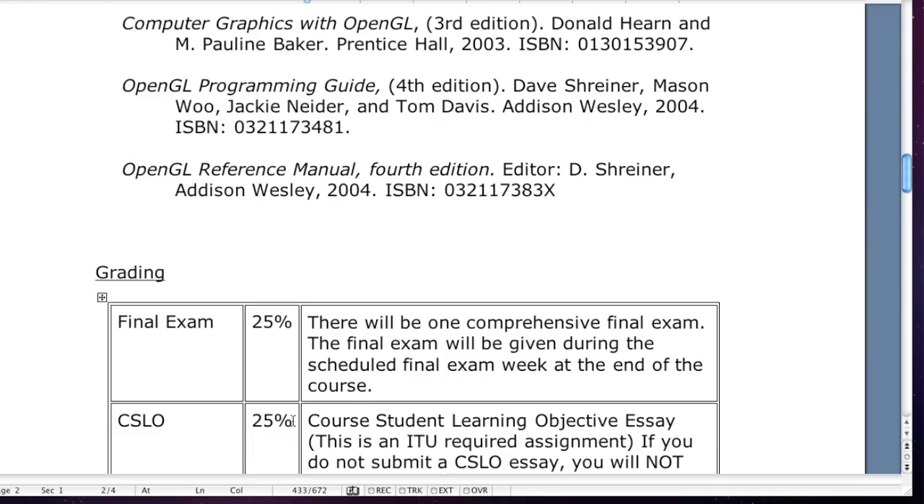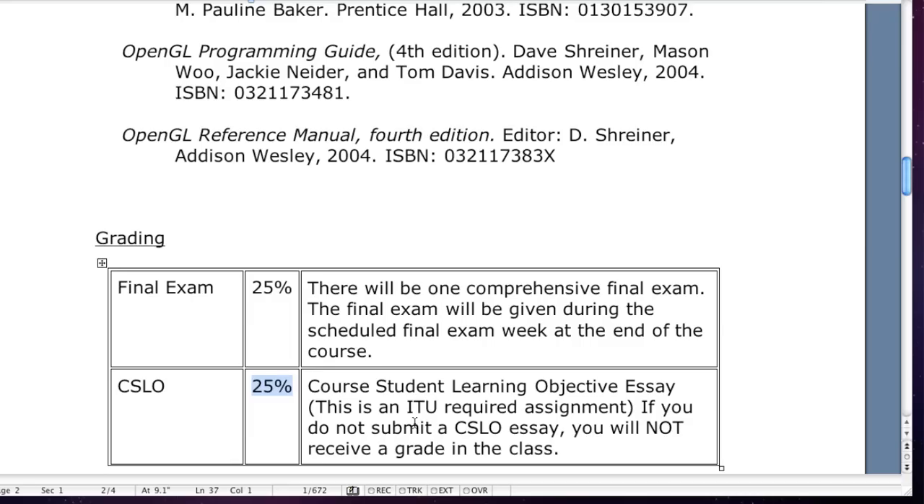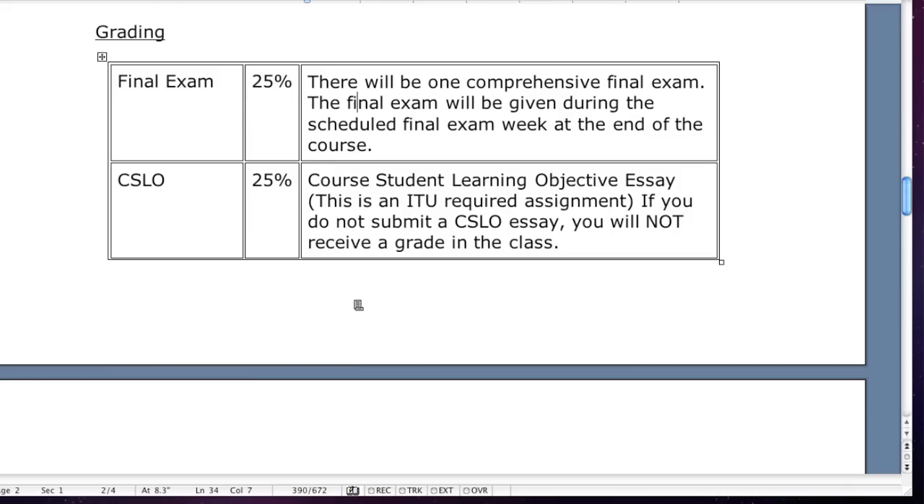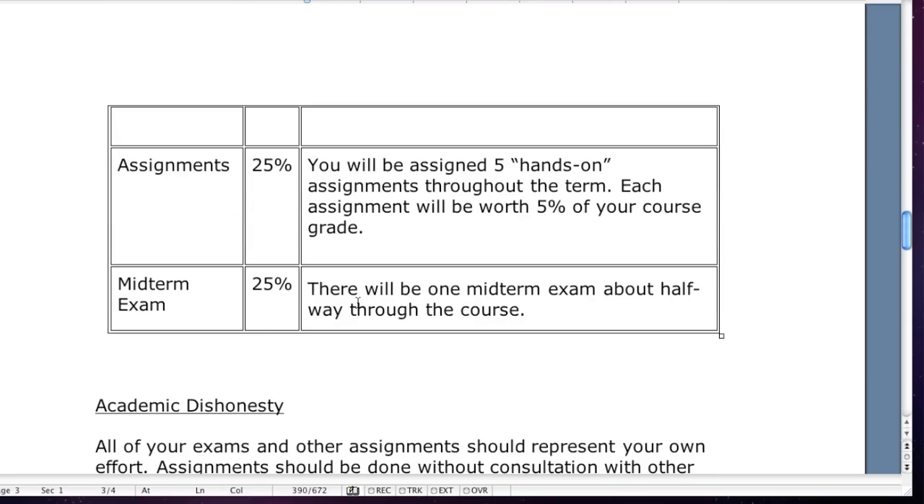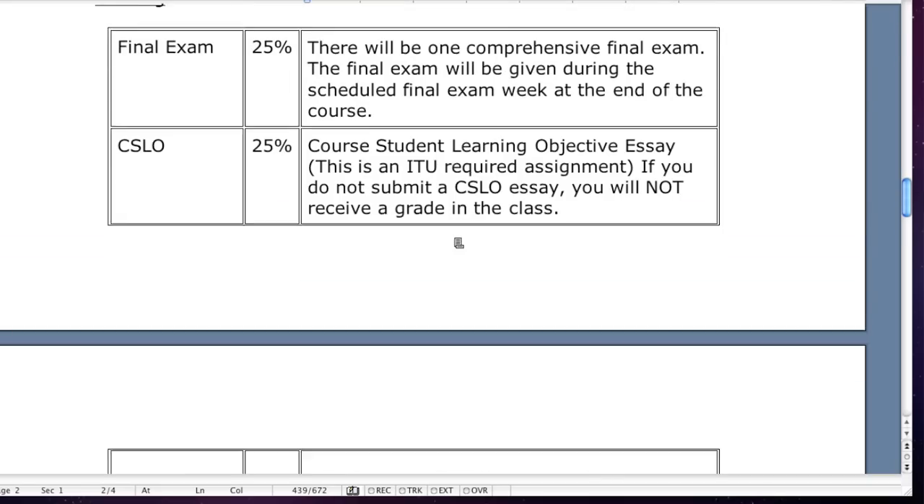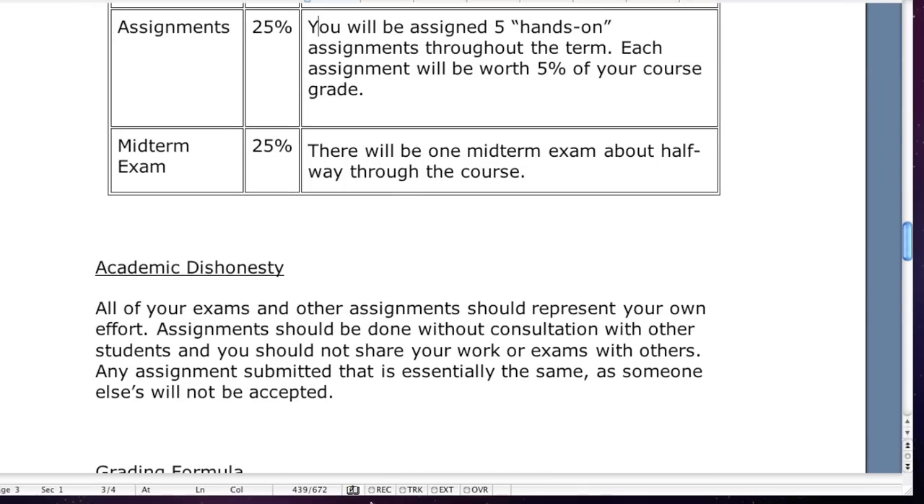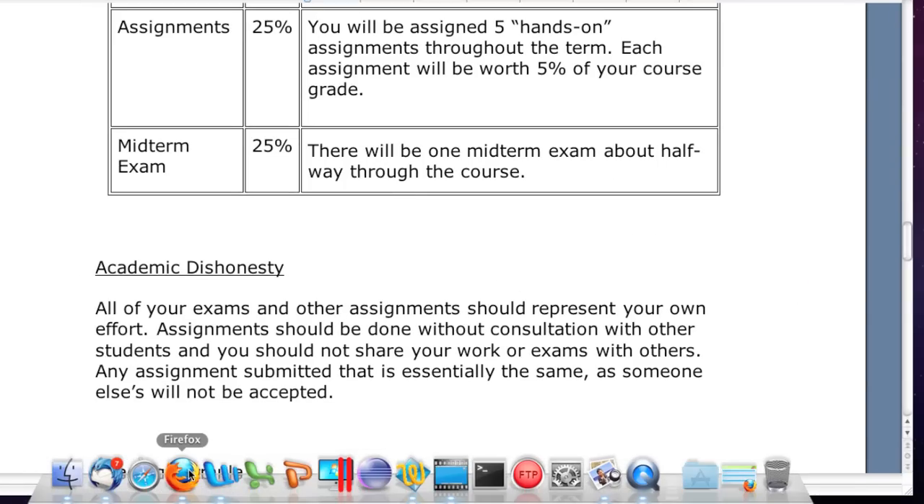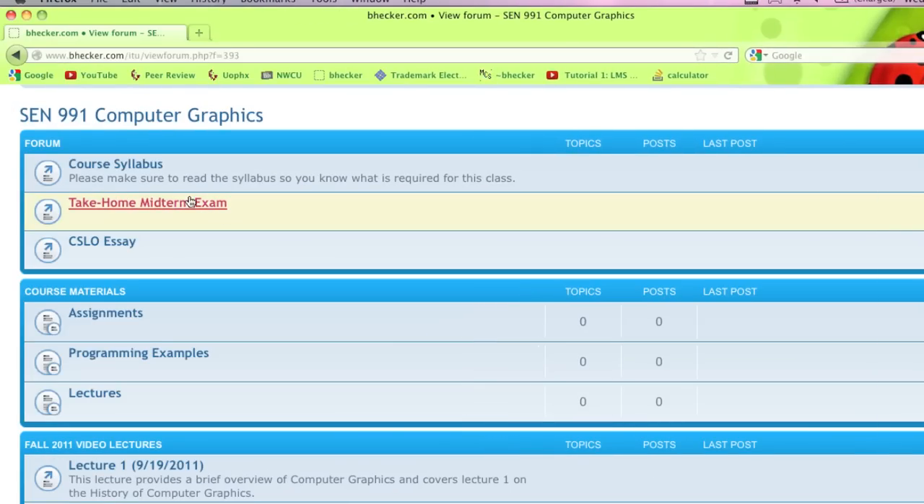The CSLO is a take-home assignment as well. That's the essay. The final exam is 25%. It's in class. That one you can't get take-home. That one's required. And then the assignments, well, there's only 5 of them. They're going to be hands-on. Don't look at those assignments yet, though, because I don't know what they're going to be. It's only 25%. So the majority of the grading is on the final, on the CSLO, and on the midterm. So we'll take a look at the midterm. I might actually have to redo the midterm too, but we'll just take a look here real quick.